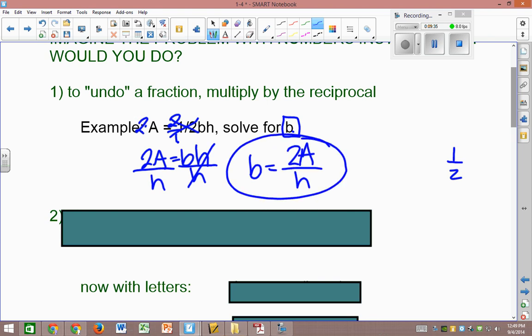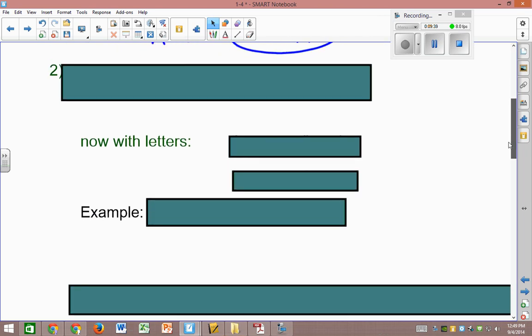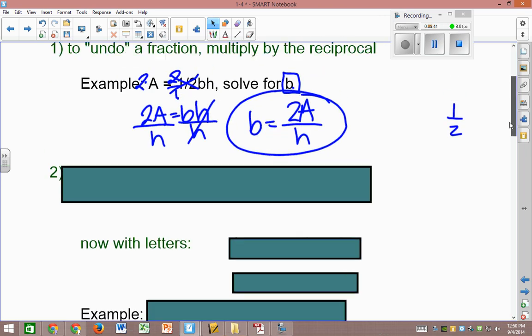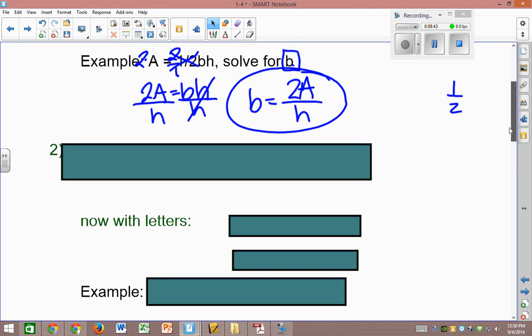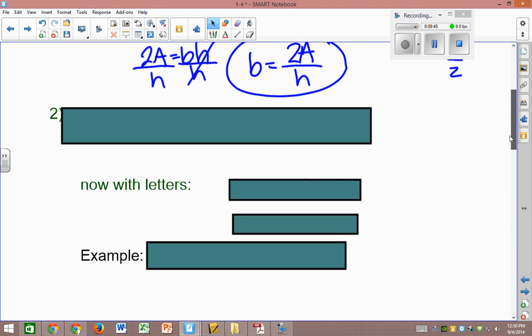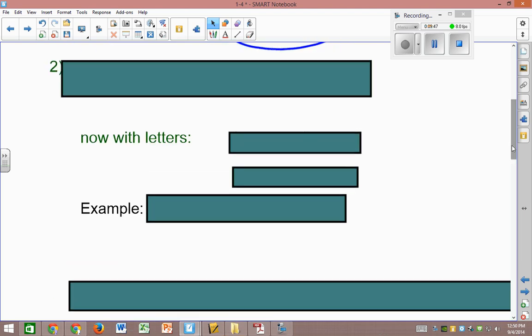I get it. So the variables just stay in there like numbers. Right. Just remember to get rid of fractions, do the reciprocal. Ours was 2 because it was 1/2. But if it were like 3/4, you would do 4/3.